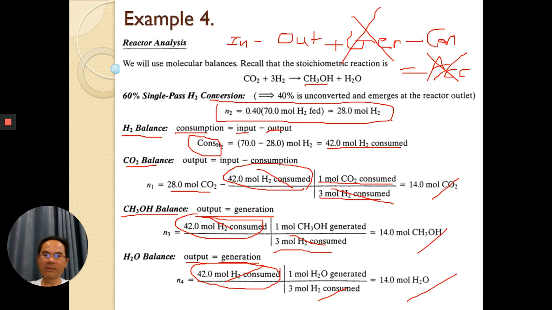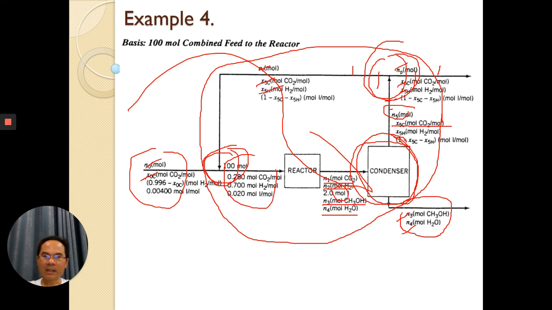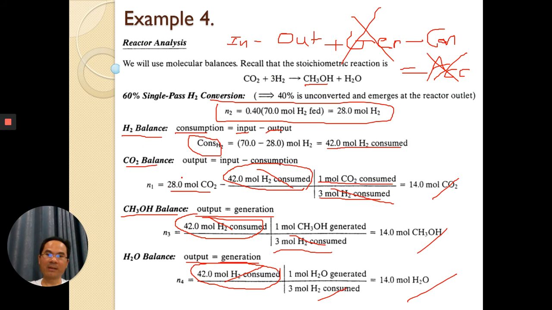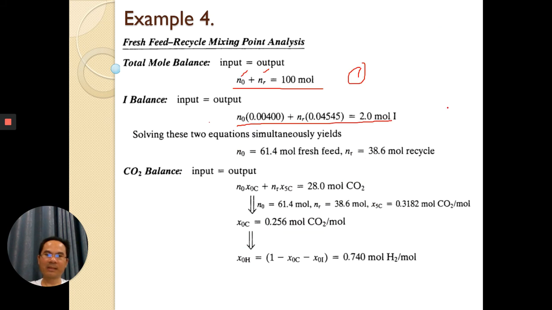But you know X phi C, X phi S already. You substitute that. You can solve for Nr and N0 based on these two equations. We have N0, Nr. You solve equation 1 and equation 2 simultaneously, you get N0 and Nr.